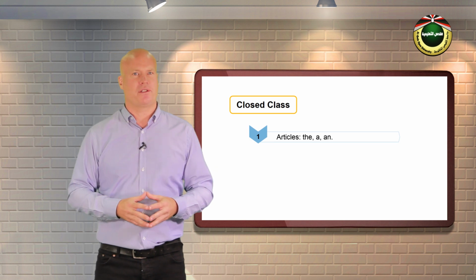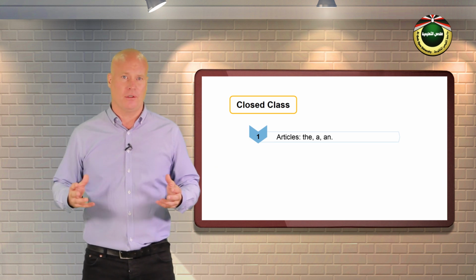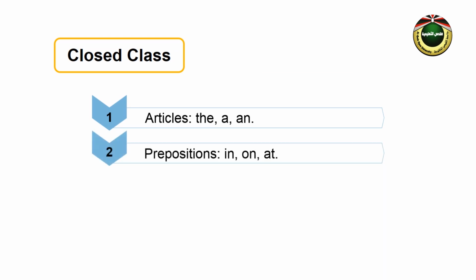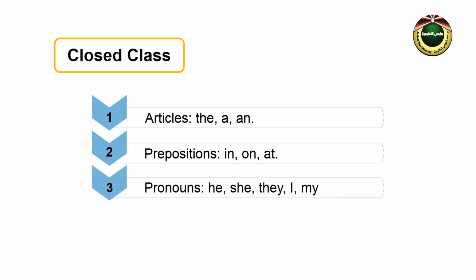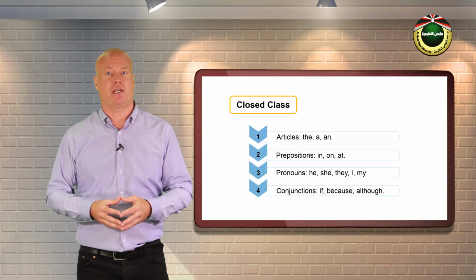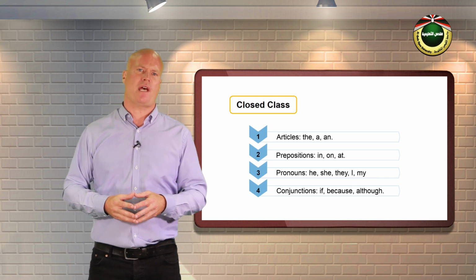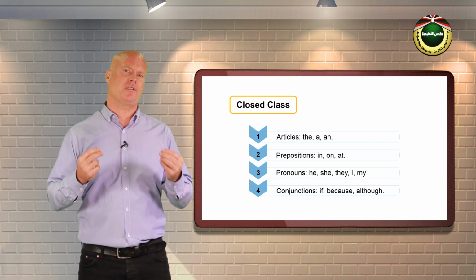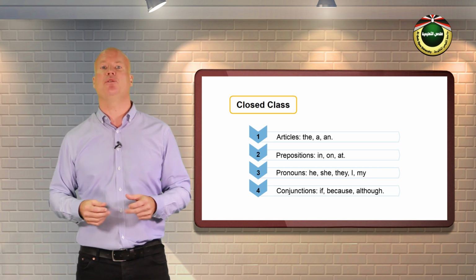The first set of words are related to the grammatical or closed system category, such as articles: the, a, and an. Prepositions, for example, in, on, or at. Pronouns: he, she, they, I, my. And conjunctions, for example, if, because, although. These words have grammatical functions rather than lexical meaning. They are called closed system words because we cannot add new ones to them.